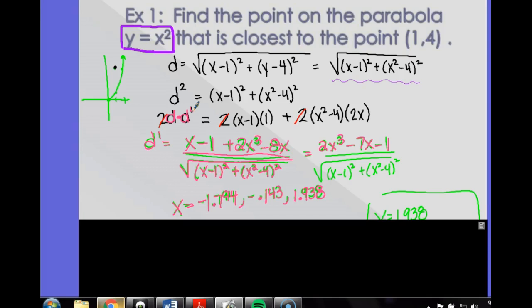So you have 3 critical points. How do I know which one's the closest to what I'm asking for? Logically, I can eliminate one of them right away. I'm asking which point on the parabola is closest to (1, 4). So here's (1, 4). What point on that parabola is logically going to be the closest? First off, is negative 1.74 over here going to be close to (1, 4)? No. Logically, one of these two is going to be closer to (1, 4), right?